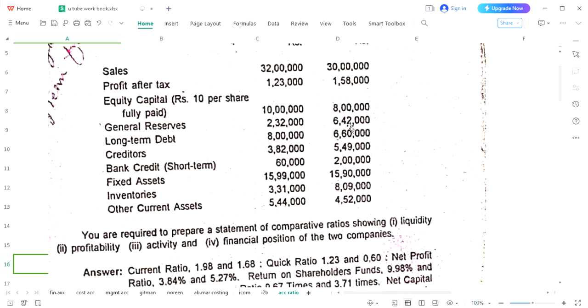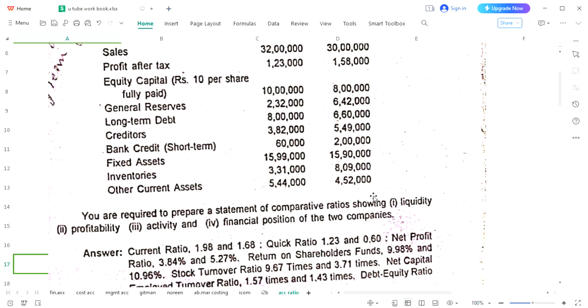The second most important thing regarding this question is you are not informed what ratios are required. Instead of that, a heading is given. Like in the first heading, it has been said to calculate liquidity ratios, where liquidity ratios include two things, current ratio and acid test ratio or quick ratio. So they have not mentioned current ratio and liquid ratio. Rather than that, they have directly written the heading. So you will have to decide what ratios are coming in liquidity ratio.